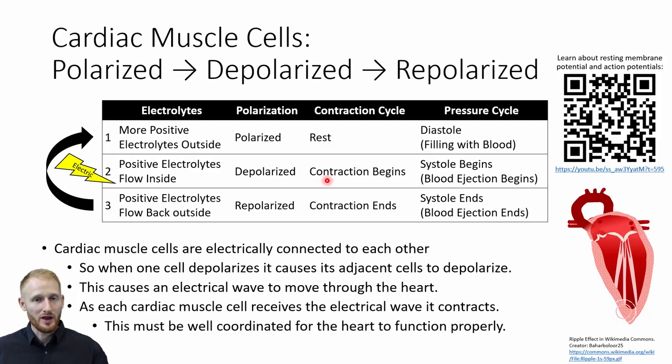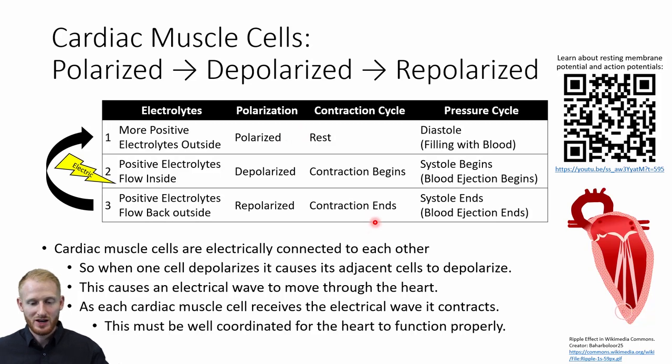And so when the heart contracts, that is systole, and that is the period of time where blood is ejected from the heart. Then the next step is going to be to allow positive electrolytes to flow outside of the cell again, and this is going to repolarize the cell so that there is a positive charge outside and a negative charge inside, just like it was when it started and it was resting. And this is what's going to end the contraction.